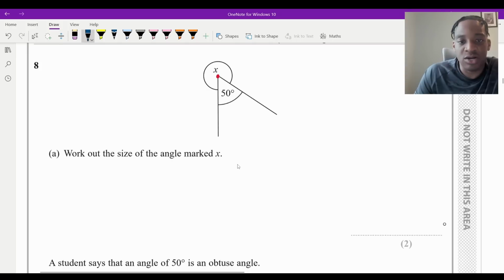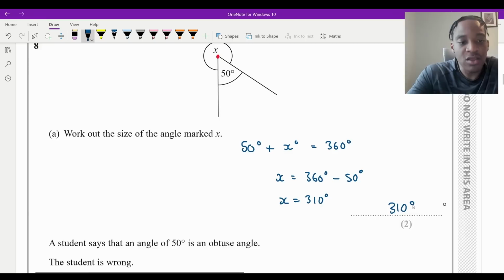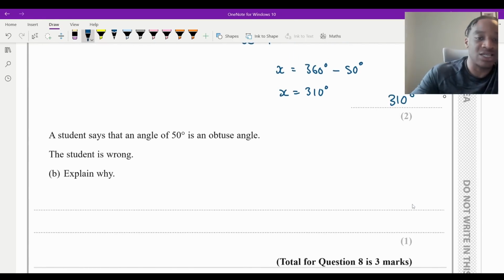Meaning that this angle of 50 degrees plus the angle of X degrees must make 360 degrees. So X is equal to 360 degrees take away 50 degrees, which is quite clearly 310. Therefore, X is just 310 degrees. So that's part A. Part B says, a student says that an angle of 50 degrees is an obtuse angle.